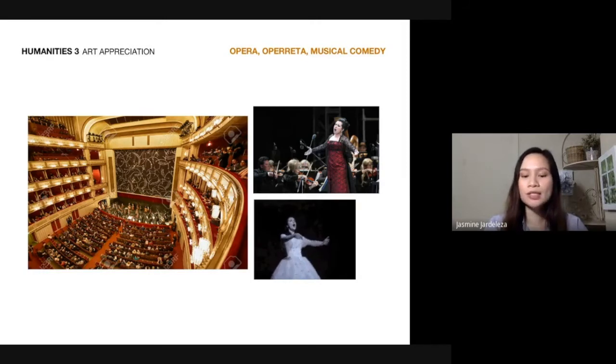It is mostly or entirely sung with orchestral accompaniment. It is spectacularly staged with accomplished singers, elaborate scenery, and costumes. Meanwhile, operetta and musical comedy are also a drama set to music, but are light and more popular, and their themes are mostly romantic or oftentimes humorous or comic.